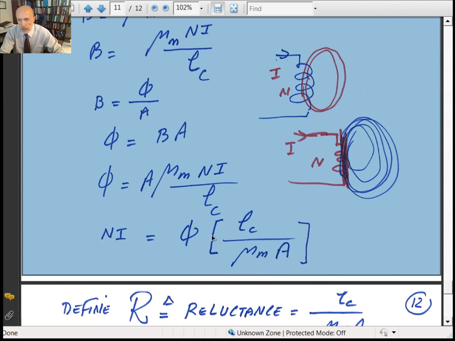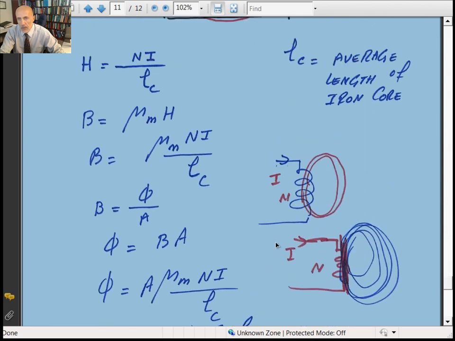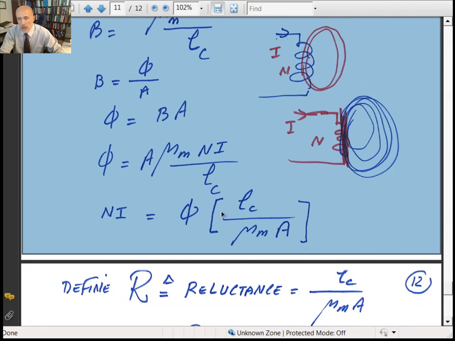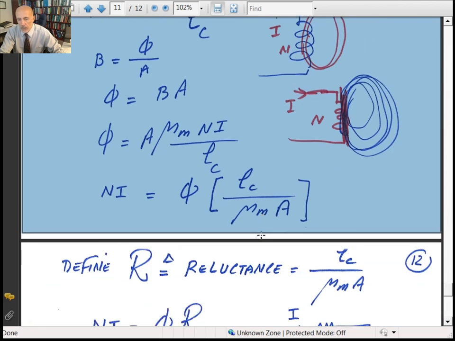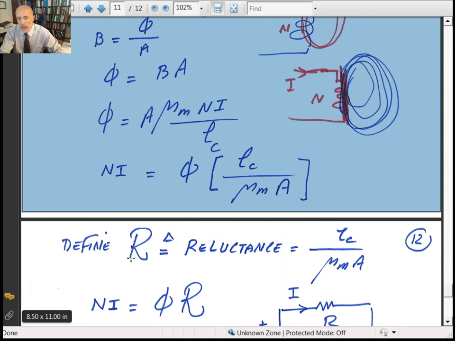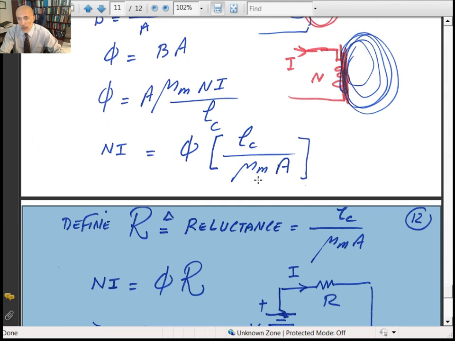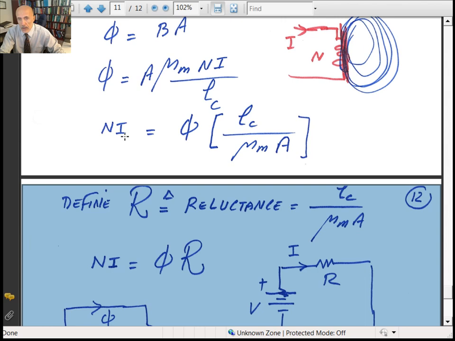Now, for a given ferromagnetic material or iron core, L sub C is constant, mu sub m is constant, cross-sectional area is constant. I give you a piece of iron core like this. You can measure those. Those are all constant quantities inside the bracket. And if we define the capital R by definition, that's called the reluctance, equal to everything inside the bracket, which will be L sub C divided by mu sub m times A. If I do that, then you get Ni is equal to flux phi times the reluctance R.